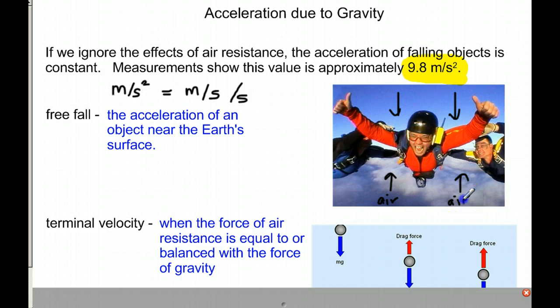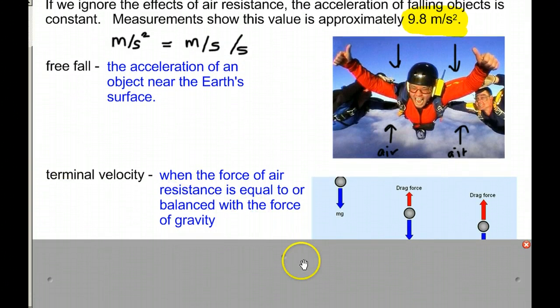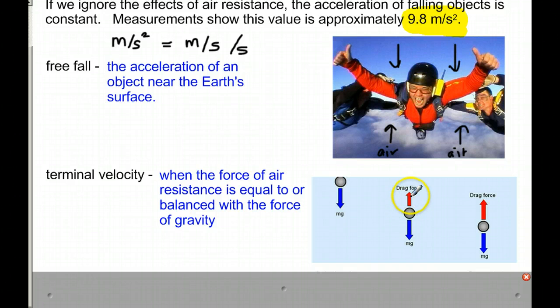Even though we don't see them and we don't necessarily visualize them as being there, it's working against any object that's falling. And what happens after a certain period of time is that resistance or drag force of the air eventually balances out or equals the effects of gravity. And we call that terminal velocity. So terminal velocity is when the force of air resistance is equal or balanced to the force of gravity. And basically what happens is you stop accelerating in your fall. You would just fall at a constant speed. You reach a certain speed and you just continue to fall at that speed. Okay, and that's what we call terminal velocity.